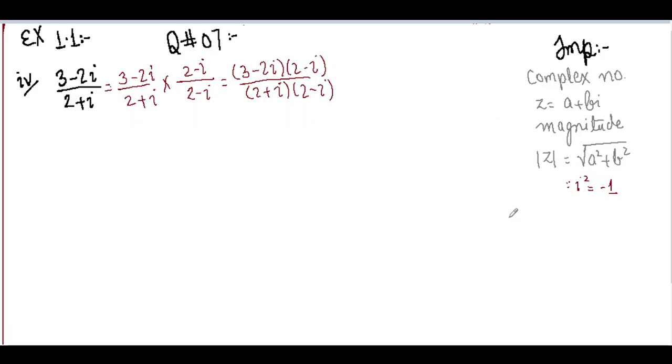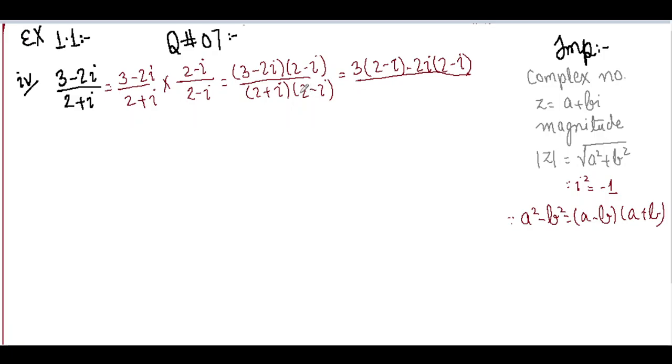Now we are again going to use this formula: a square minus b square equals a minus b into a plus b. Now this is a plus b into a minus b, it is equal to a square minus b square. So we are going to use this formula, and in the numerator we have to multiply these two complex numbers. 3 into 2 minus i minus 2i into 2 minus i, whole divided by a square minus b square, where a is 2 and b is i, so 2 square minus i square.